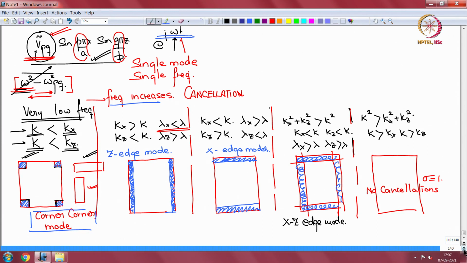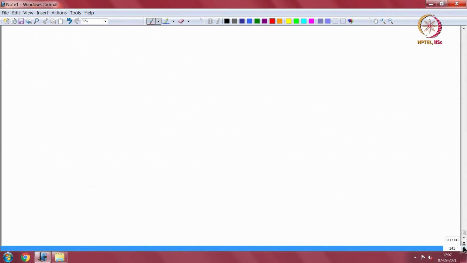One more way of looking at it. Let me draw the picture first, or let me do this derivation first. So we have the full plate equation, the full vibrating plate equation.